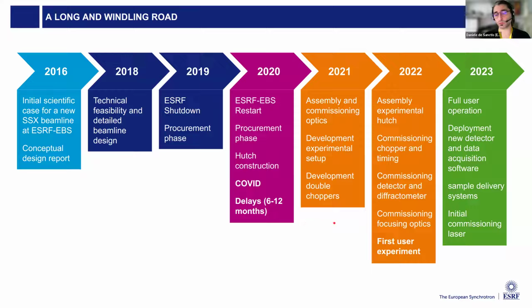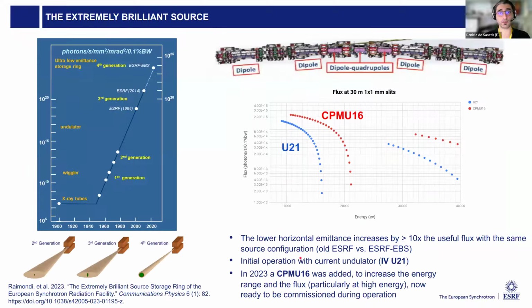Nevertheless, we could cope with these difficulties, and in 2021 and 2022, we started the assembly and the commissioning of the optics and experimental hatch, respectively, and we could welcome the first user experiment at the end of 2022. And now, in 2023, which is just concluding, we could achieve full user operation, and we are also integrating new features that were not available last year, like the new laser and the new deployment of the acquisition system.